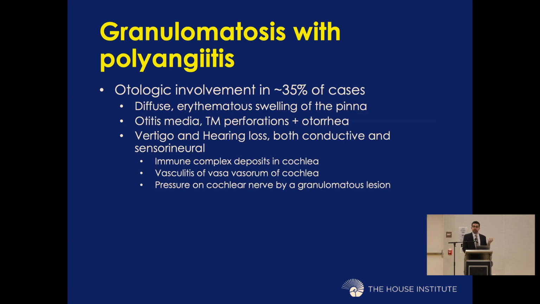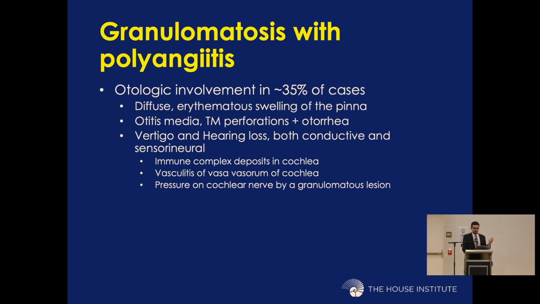It's not very common, but about a third of the patients will have ear involvement. So you would sometimes see diffuse swelling of the entire auricle that's maybe not infectious or could be chronic, meaning there's not much pain, but it's just red and swollen. They can have perforation of the tympanic membrane. They can have otitis media, otorrhea. They can get vertigo. They can have hearing loss.